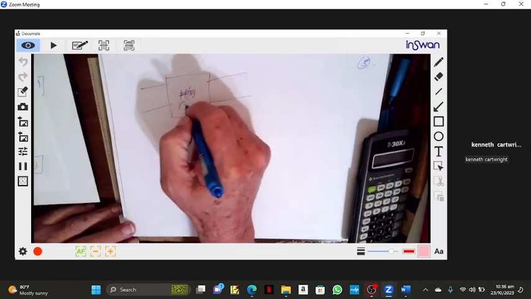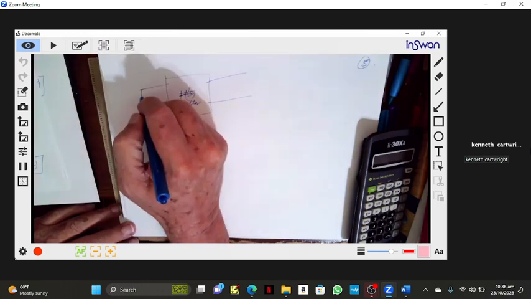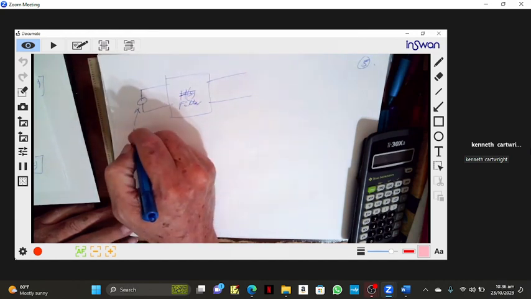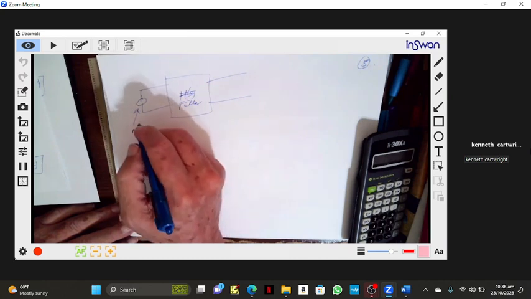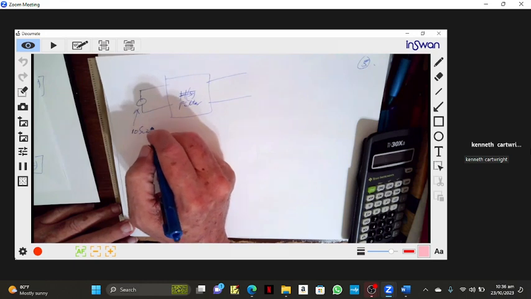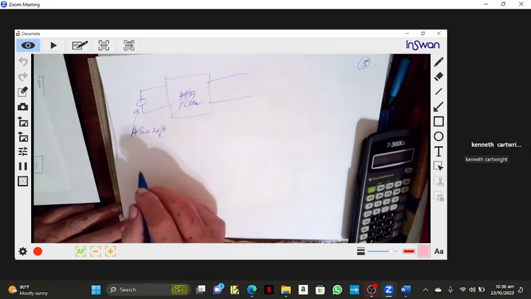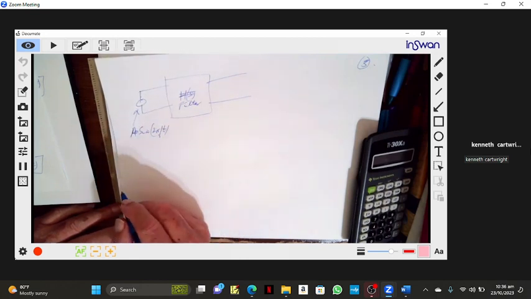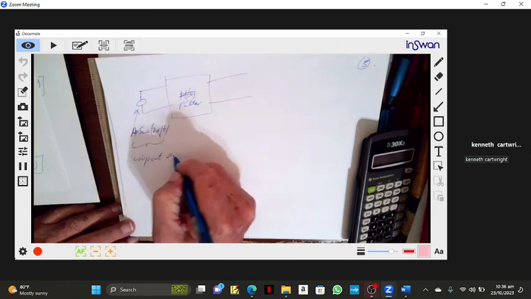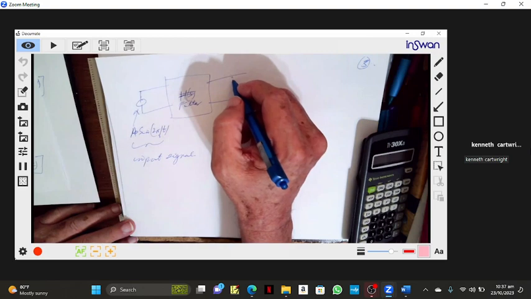I'm just going to call this filter. You're going to put in a sine wave. You're going to know the magnitude of that sine wave, and you're going to know the frequency of that sine wave. And we could call that 0 degrees. There ain't no harm in calling it 0 degrees. This is our input signal. Okay, and we're going to get what? An output signal.